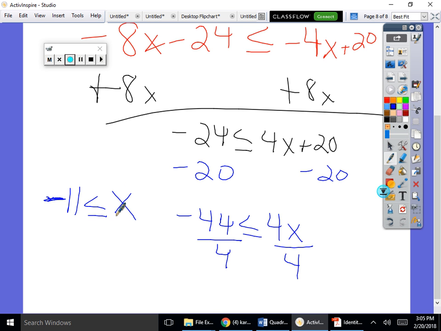So you always want to read with the variable first. So I'm going to read starting here. So x is, x is, the open mouth always goes to the bigger. So x is greater than negative 11.